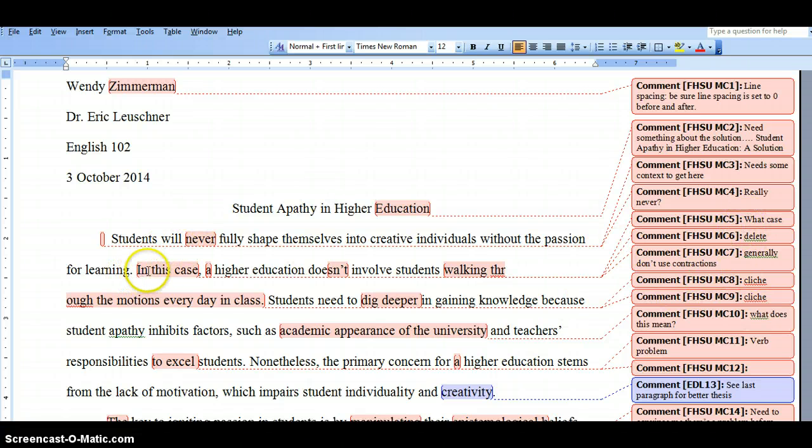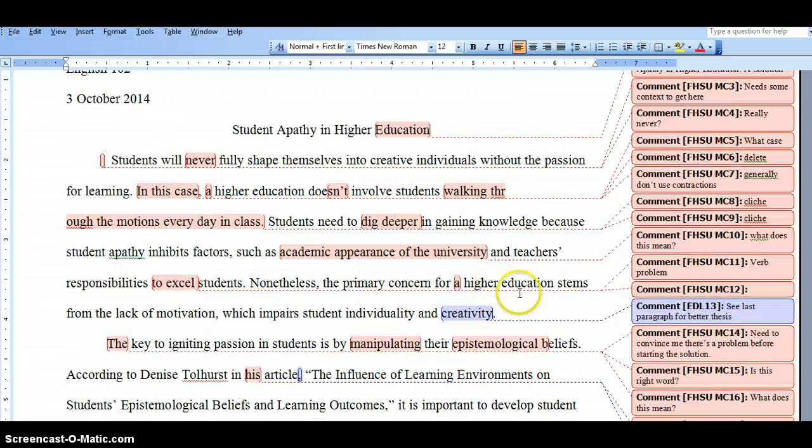And then, as I said in class, I'm not sure what case. In this case, what case? I don't know. And a higher education doesn't make much sense. It's higher education. We talked about contractions in formal writing. Talked about what sounded to me almost like cliches, walking through the motions, dig deeper. Again, what does dig deeper really mean? It's a kind of a metaphor, more cliche. Again, I was going through in class just my reader response to this. Academic appearance at the university, I don't know what that means.